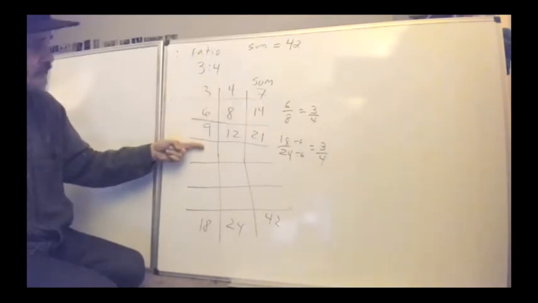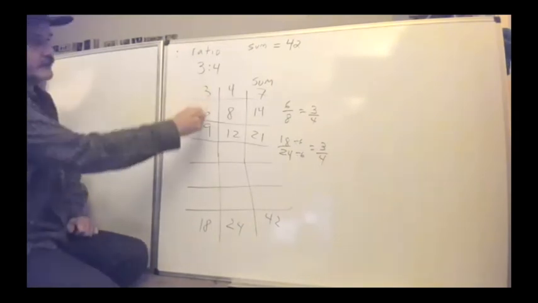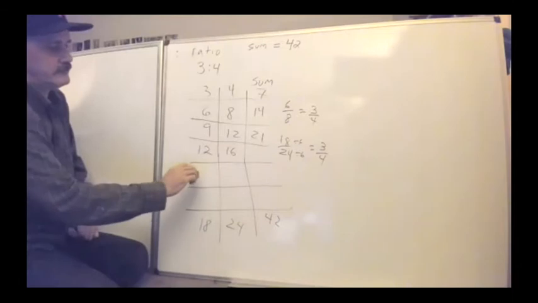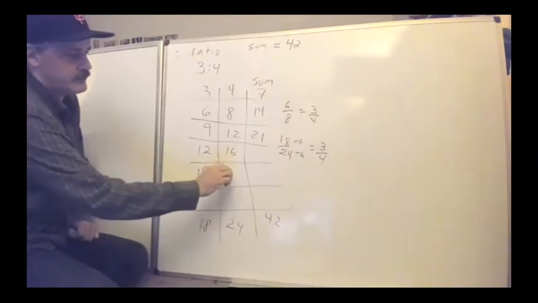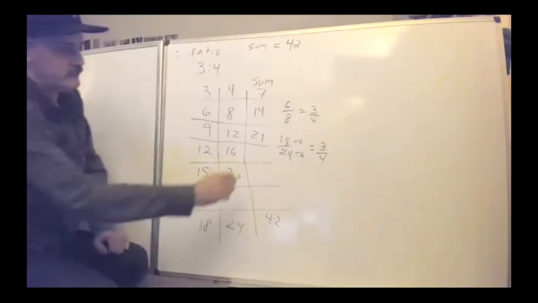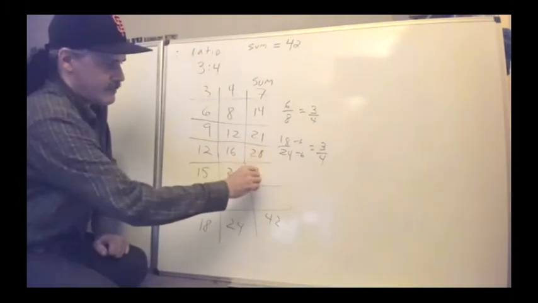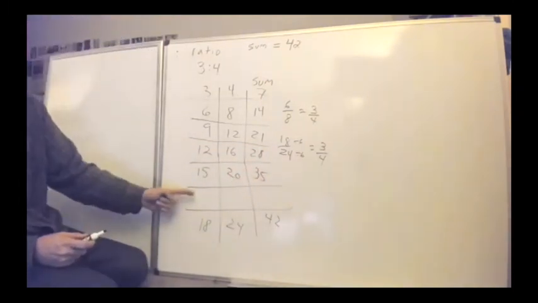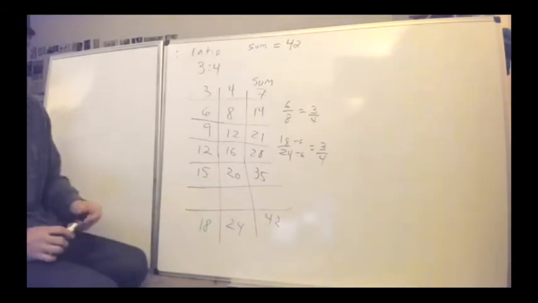Again, you can continue making this table, right? This would be 12. That would be 16. This would be 15. That would be 20. And I think, yeah, the next one, so there's nothing here. The next one would be right there.